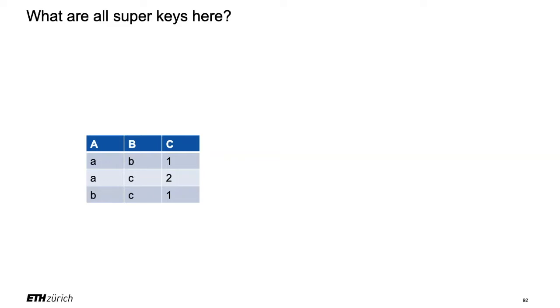Why? Because we have the value A, small a, that is several times here. So if I give you the value in column A, that's not enough. Okay. B is not either, because here you can see that the value C is twice, so that's not enough. And C is also not a super key because you have 1 and 1, so again, that's not enough.